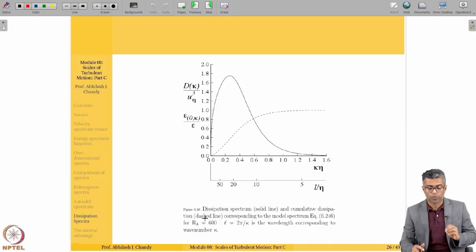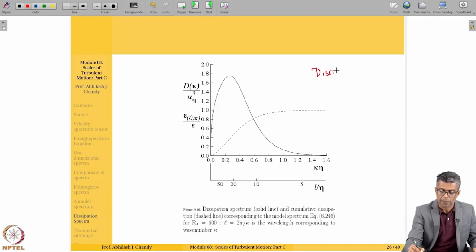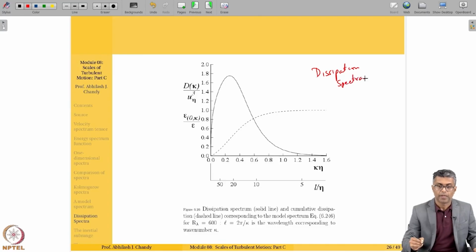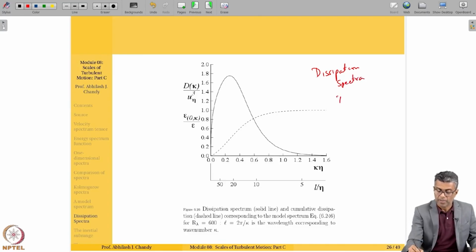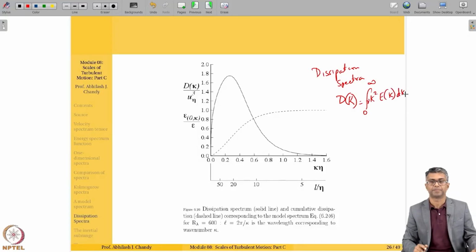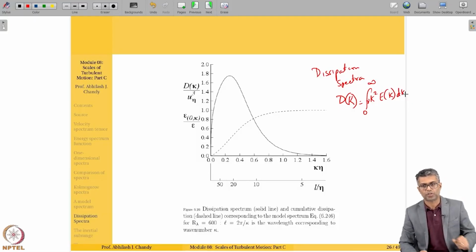Now, here what I want to show is the dissipation spectra. The dissipation spectra is D(kappa), which is the integral from 0 to infinity of nu kappa squared E of kappa d kappa. That is your dissipation spectra. We had shown this earlier, but I'm just writing this here again. So the dissipation spectra is nu kappa squared E of kappa d kappa from 0 to infinity.